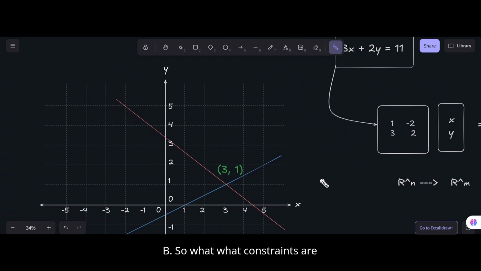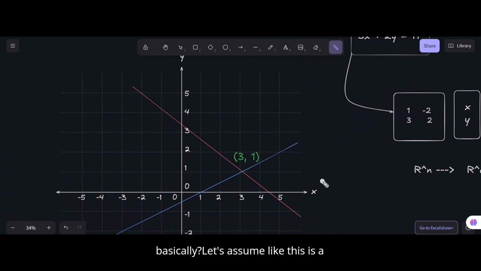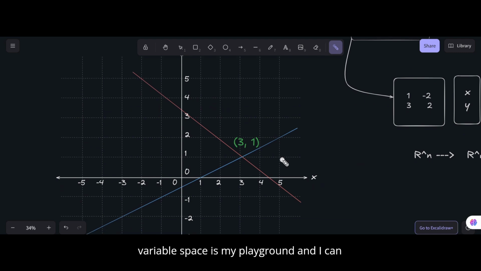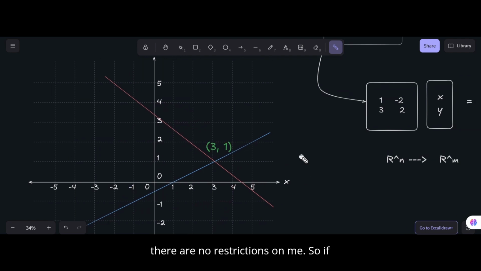So what constraints are basically, let's assume this is a playground, this XY variable space is my playground, and I can roam around anywhere I want as long as there are no restrictions on me. So when there was no A, no matrix A, there were only variables X and Y, I could roam around anywhere.